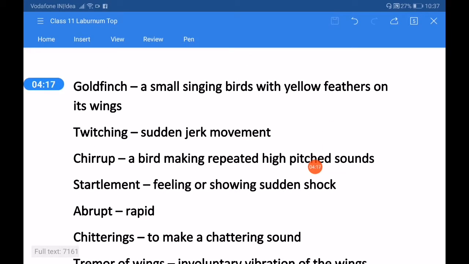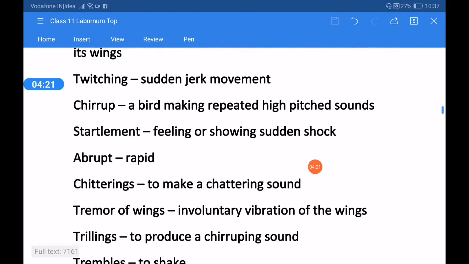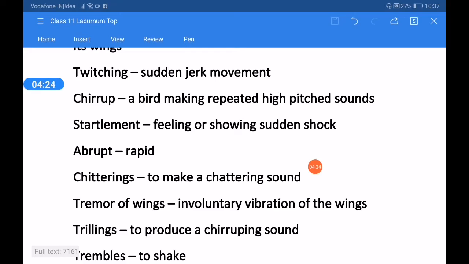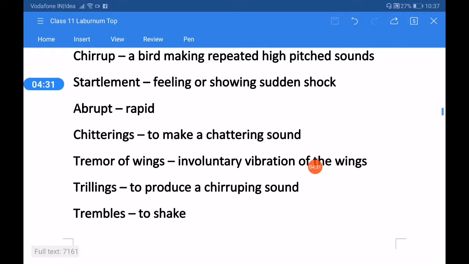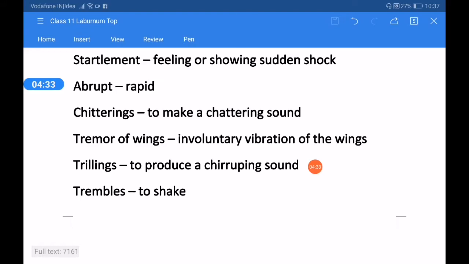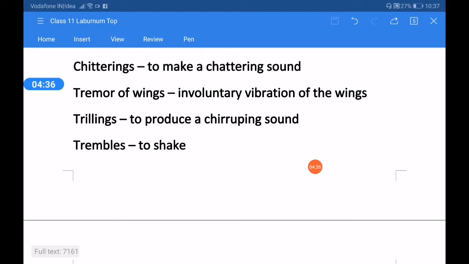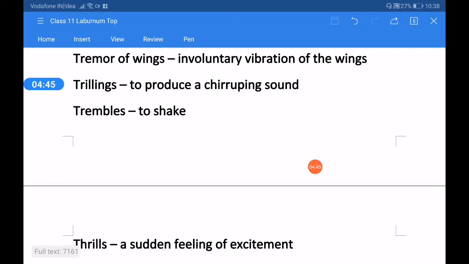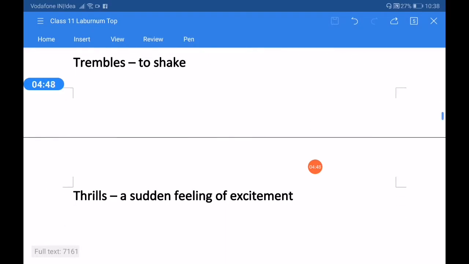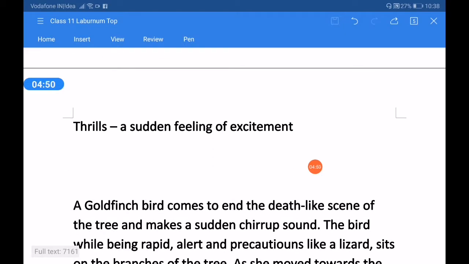Goldfinch means here a small singing bird with yellow feathers on its wings. Twitching means sudden jerk movement. Chirp means a bird making repeated high pitched sounds. Startlement means feeling or showing sudden shock. Abrupt means rapid. Chitterings means to make a chattering sound. Tremor of wings, involuntary vibration of the wings. Trillings means to produce a chirping sound. Trembles means to shake. Thrills means a sudden feeling of excitement.